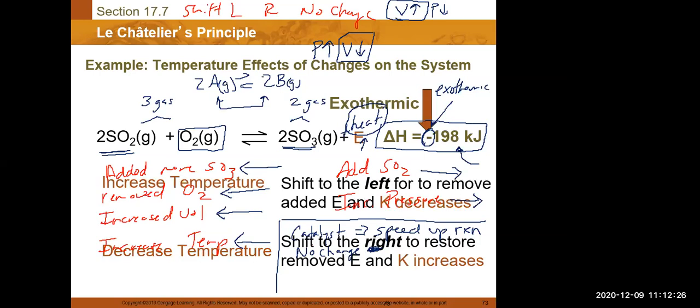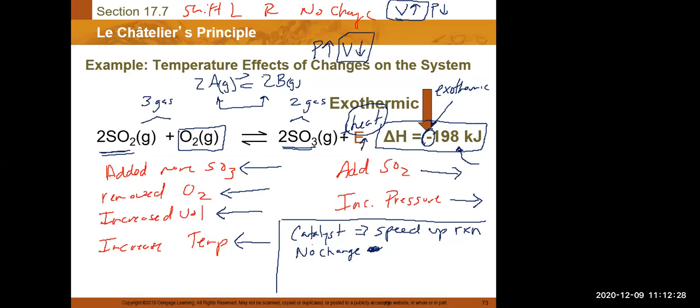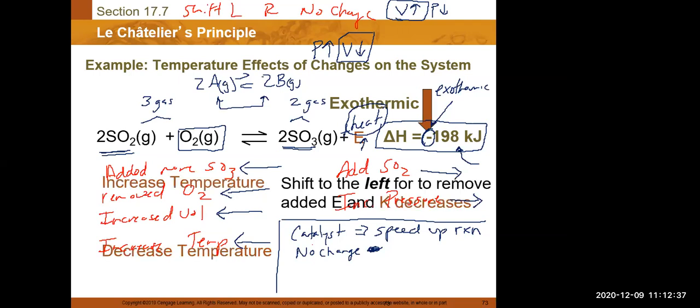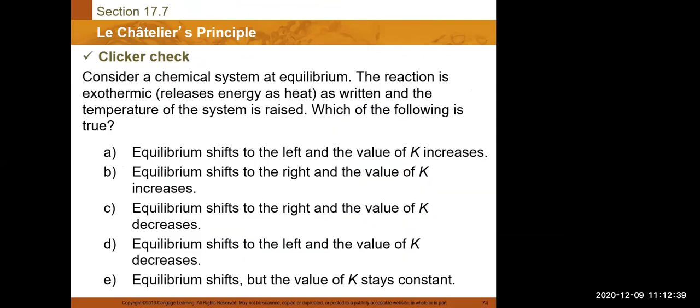So obviously in an exothermic reaction like this one, if we increase the temperature, it goes to the left. If we decrease the temperature, it goes to the right. Endothermic would be opposite as well. If you increase the temperature, it goes to the right. Decrease it, goes to the left. All right, we'll skip that one.